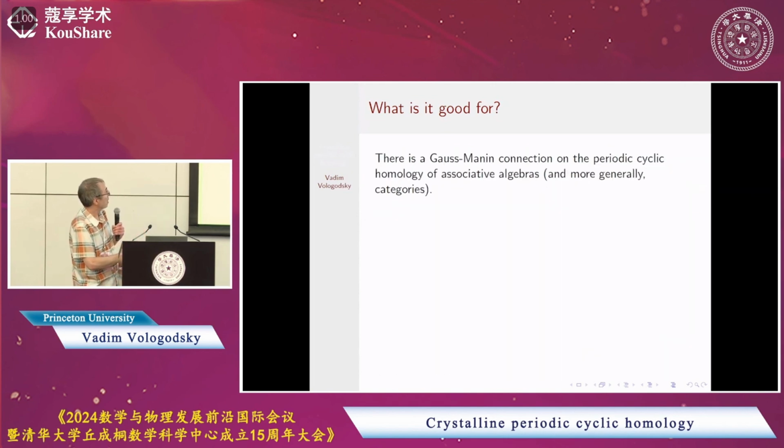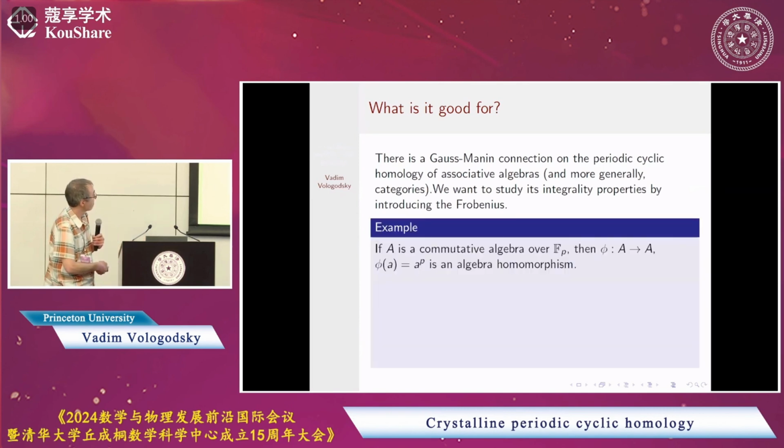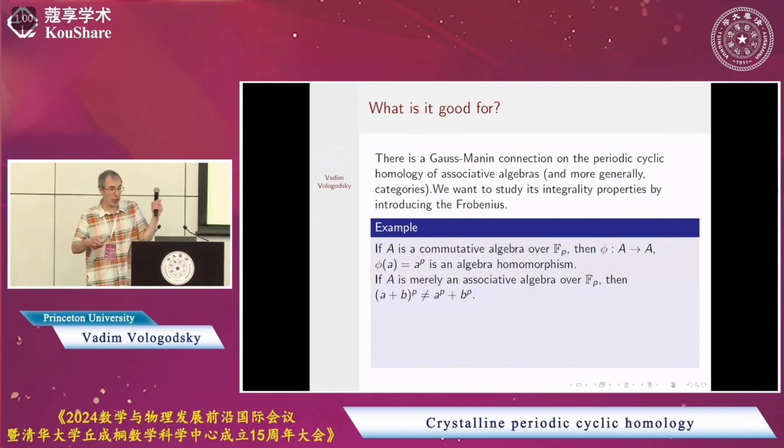However, there are other areas of mathematics where flat bundles appear, and in particular, one has a Gauss-Manin connection on periodic cyclic homology of any associative algebra, or more generally differential graded algebra, and more generally differential graded category, for example, for a Fukaya category. And so what we want to do is to study the integrality properties of this Gauss-Manin connection by introducing Frobenius. I want to start with a kind of baby example. If I have a commutative algebra in characteristic p, over a field of p elements, then the map that takes a to the pth power is an algebra endomorphism. So it takes sum to sum, product to product. If A is merely an associative algebra, this is not true.